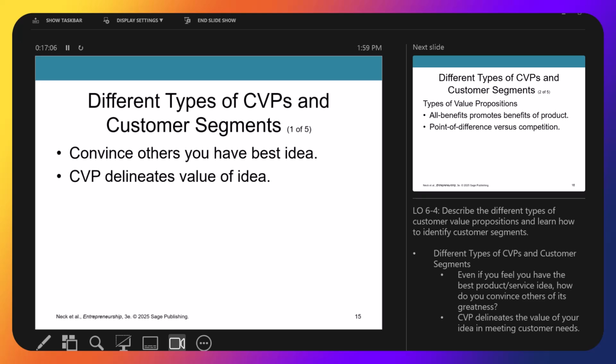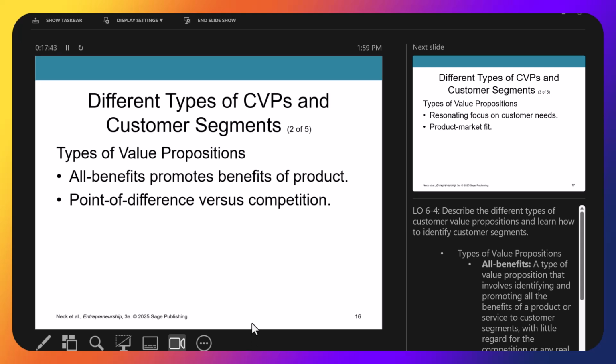Here's one way, when you're dealing with customers: you convince others you have the best idea. And when you look at the CVP, it delineates the value of the idea. Realistically, if it's your dream and you came up with it, one of the things I found is that entrepreneurs and salespeople are really good at convincing other people when it's their dream and they're passionate about it. Where you run into problems sometimes is when it's not their dream and they're trying to convince other people. People don't necessarily buy in as fast.